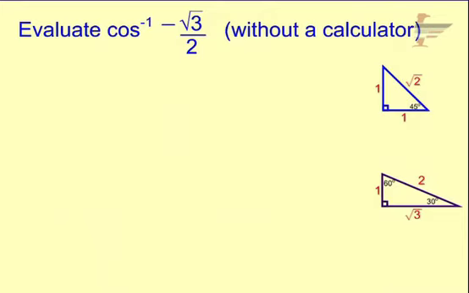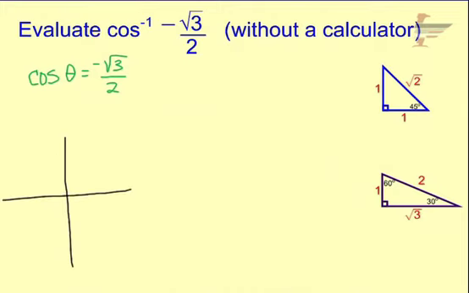Evaluate the inverse cosine of negative root 3 over 2. First up, let's rewrite cosine of theta equals negative root 3 over 2. Next, we want to make sure that we are keeping in mind where this angle could possibly be. Now for cosine, our angle is going to come from the first quadrant or the second quadrant. So it's going to be in there somewhere.